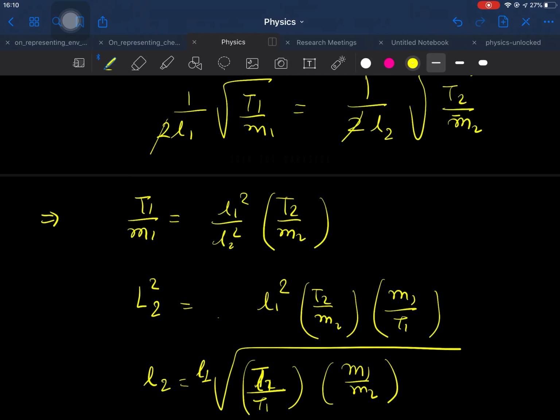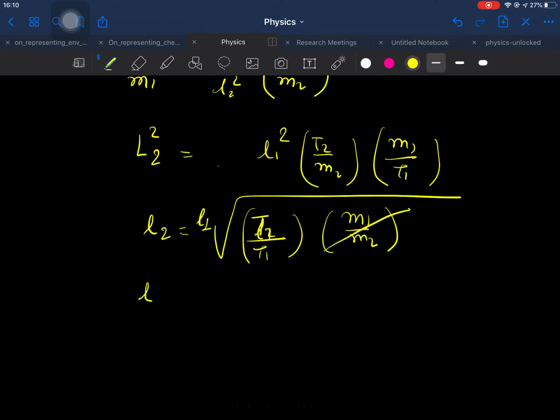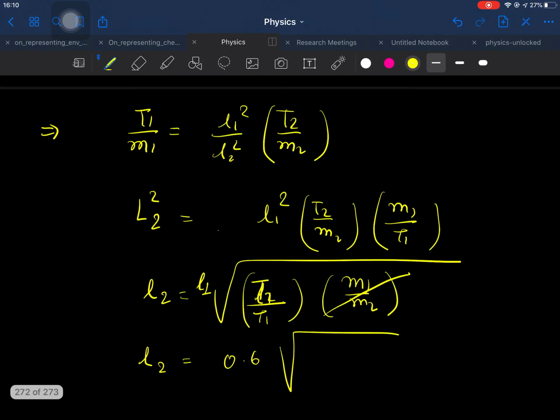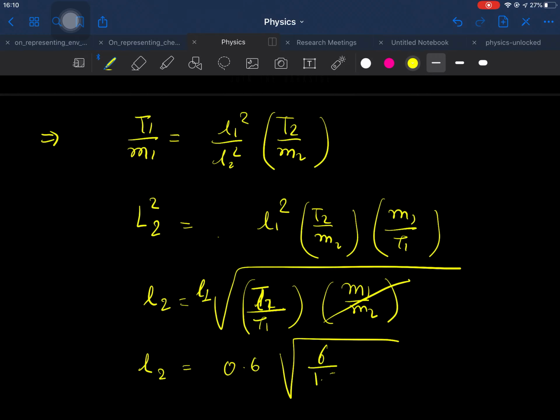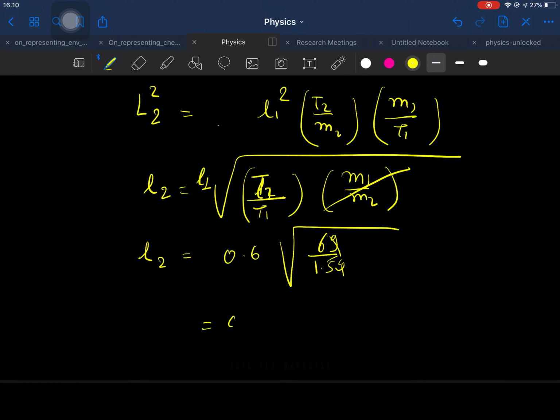Just try to understand one thing here. Again, my M1 is equal to M2, same cross section. L1 is already given. What is L1? L1 is given as 0.6, keep it outside, multiplied by the root of T2 by T1. So all the information is given. The question is quite simple. Okay, g gets cancelled. Then you just have to find 0.6 times the root of 60 by 15. Just do this calculation, you should get 1.2 meter. You will get this, don't worry.